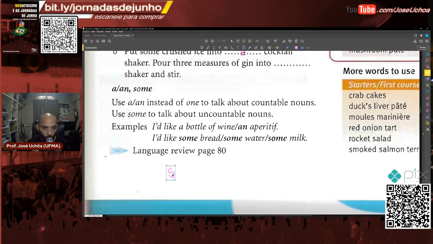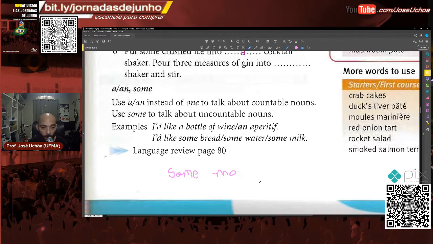Some money. Because I don't know what kind of money that is. Is it dollar? Is it real? Is it yen? Is it euro? We don't know. So we say, I have some money in my pocket.